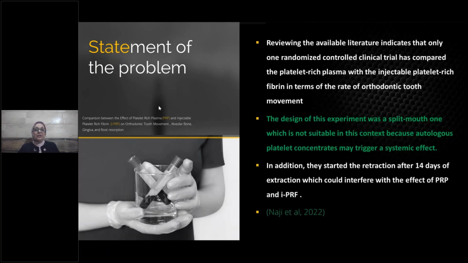Reviewing the available literature indicates that only one randomized controlled clinical trial has compared platelet-rich plasma with injectable platelet-rich fibrin in terms of the rate of orthodontic tooth movement. The design of this experiment was split mouth, which is not suitable in this context because autologous platelet concentrates may trigger a systemic effect. In addition, they started the retraction 14 days after extraction, which could interfere with the effect of PRP and injectable PRF.